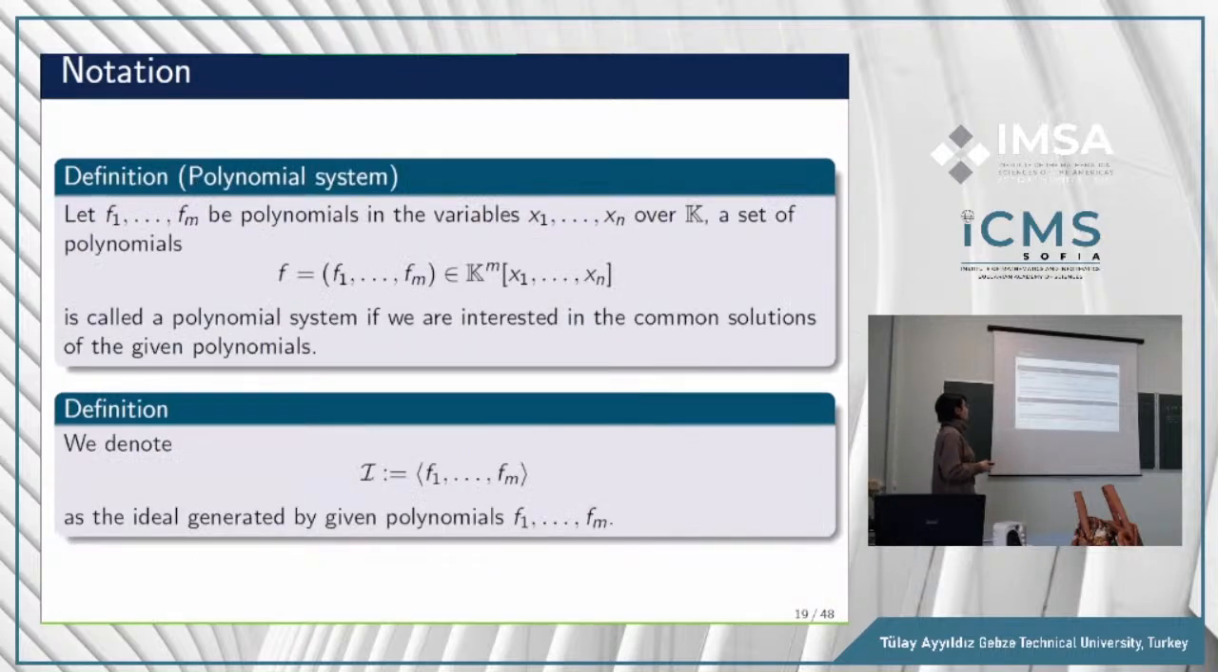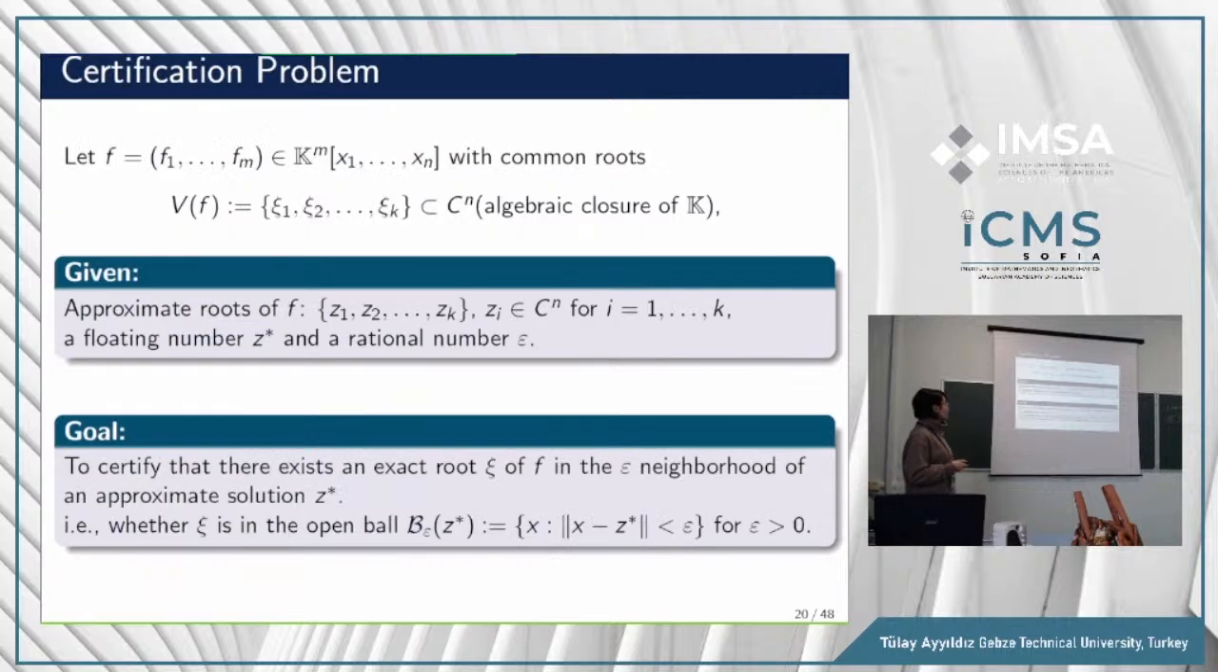And when I say polynomial system, I mean multivariate polynomials, and we want to solve all of them simultaneously. We are interested in the common solution of many polynomials. And when I use the letter I, I mean the ideal generated by the polynomials. And now I can define the certification problem in a formal way.